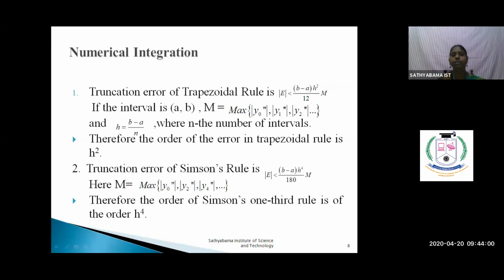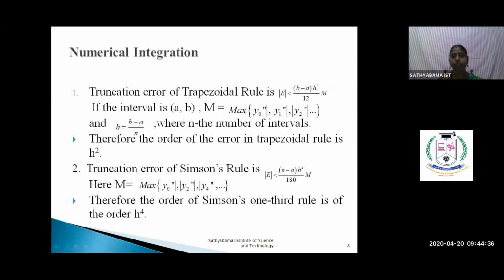Some small error you will get. That error is taken as capital E. So always you should take the positive value of that error. That's why it is given as modulus of E. So modulus of E is less than (b minus a), that is upper limit minus lower limit, into h square by 12 into M. What is h? That is the length of the interval.